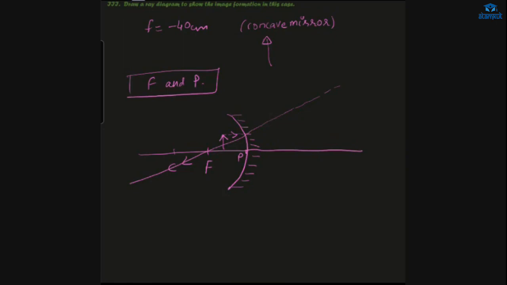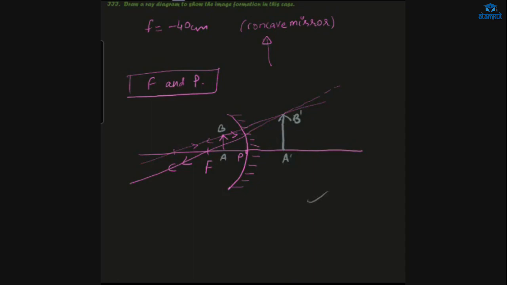Now what is the next one? The next ray will be the ray that passes through the center of curvature and gets reflected along the same path. Then it will appear to meet somewhere behind the mirror, and where it's meeting, we'll draw the image of the object. If this is our A and B, then this will be our A dash and B dash. Okay, so this will be the ray diagram.